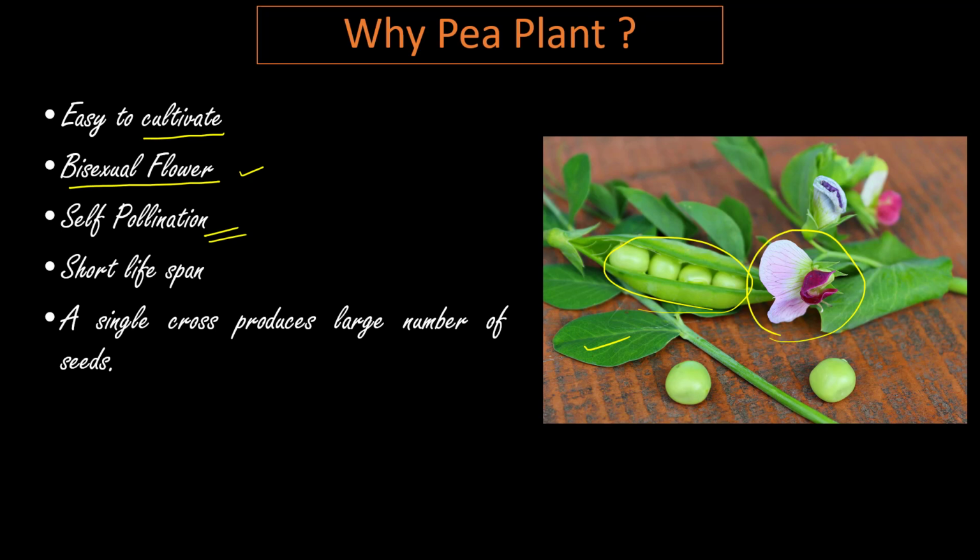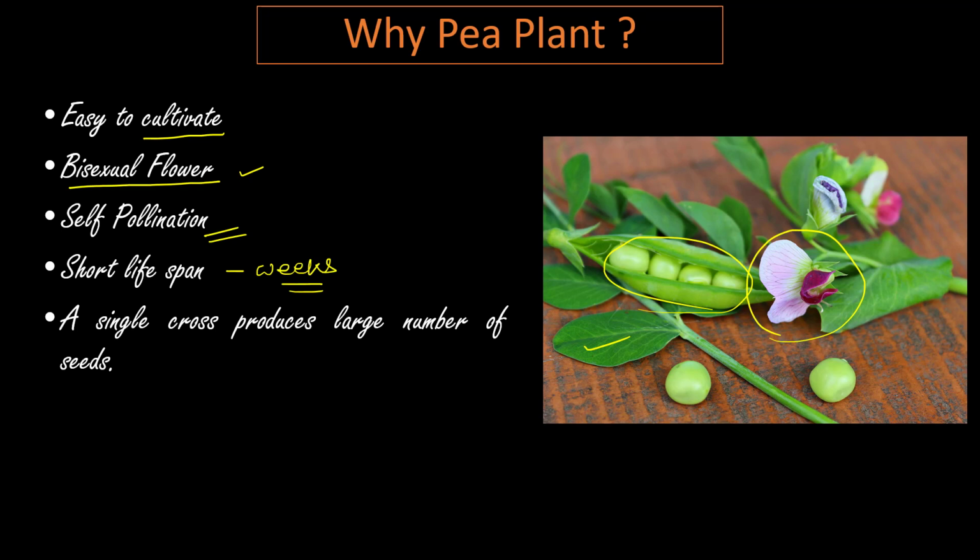Now, the other reason was it has a short lifespan, about a few weeks. Okay. Now, the benefit with a short lifespan is we can learn about the inheritance pattern of many generations in a shorter span of time. If a plant is going to take years and years for a single generation, then we have to wait those many years to understand what is going to happen in a single generation. But when we talk about the inheritance pattern, we need to make sure that we are able to understand and learn about more than one generation.